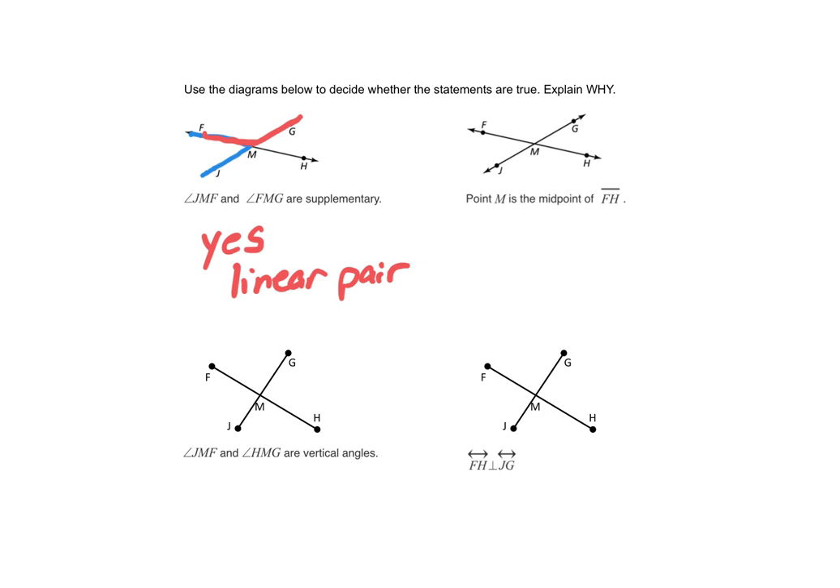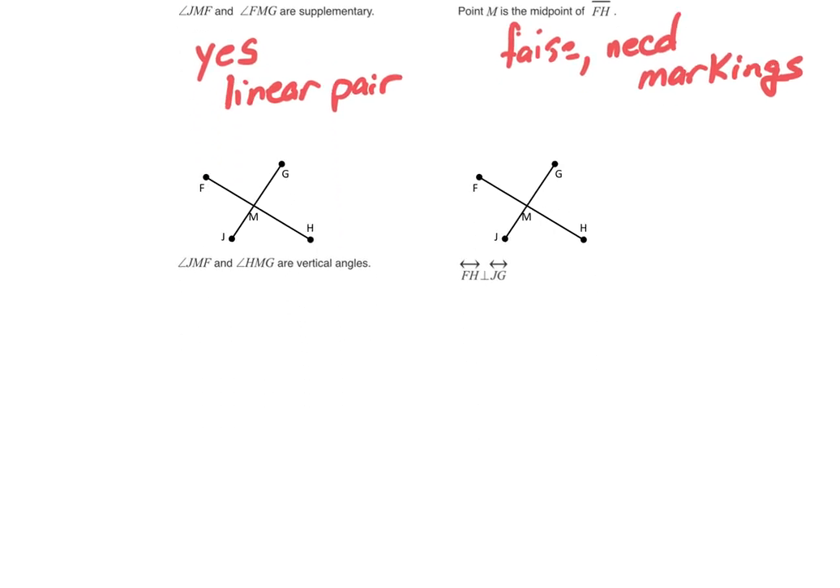So once again, I would need some markings. We kind of talked about this one just a second ago. We would have to say false here. I need markings. It doesn't mean that it's not. M truly could be, but I just don't know. I can't say yes or no, so I have to say false. I need more information.